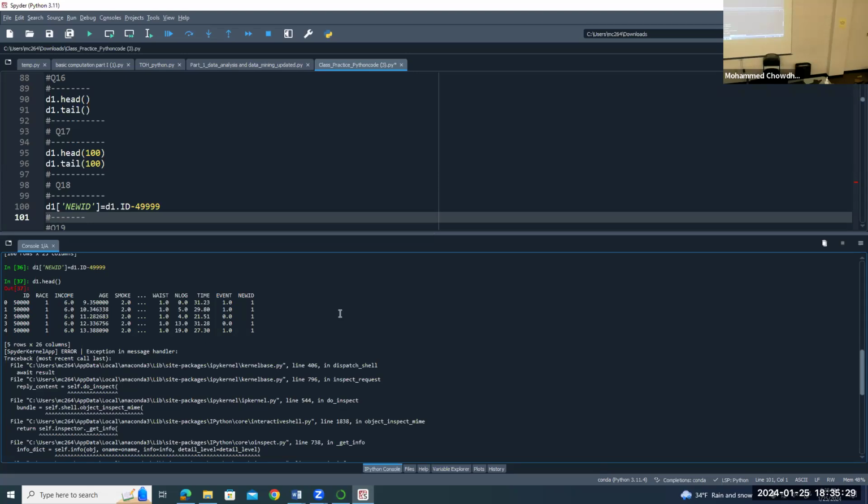This is repeated measurement data. The same person appearing multiple times. So this guy has ID number 50,000. Same guy, ID number 50,000, 50,000. But how do I know this is the same guy? Because their measurements are taken at different ages. Same guy, measurement taken at age 9.35. Same guy, measurement taken at 9.34, right?